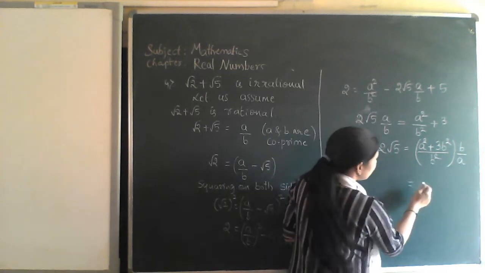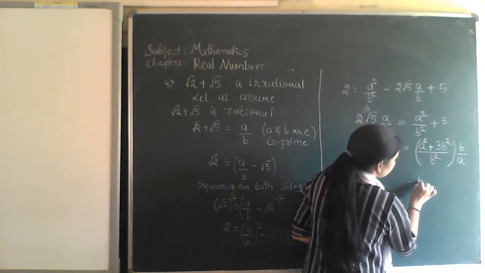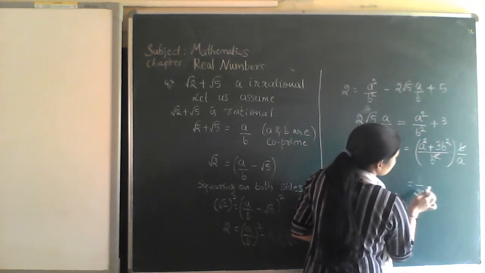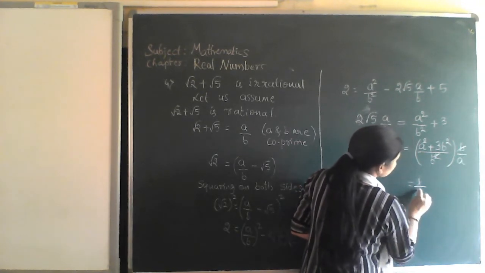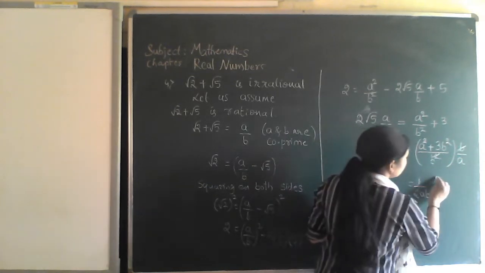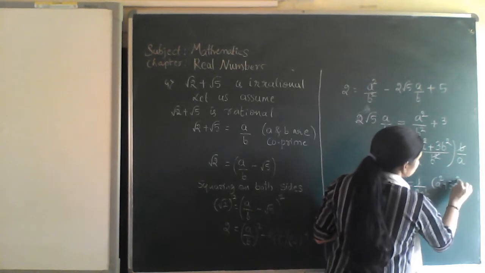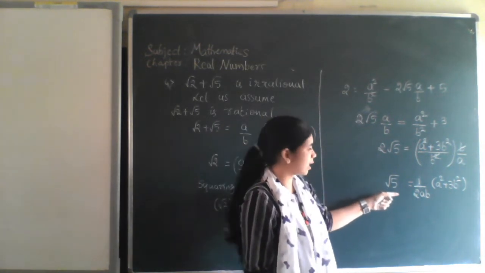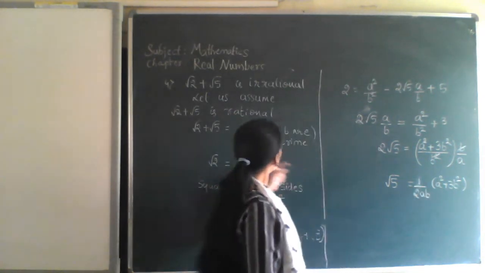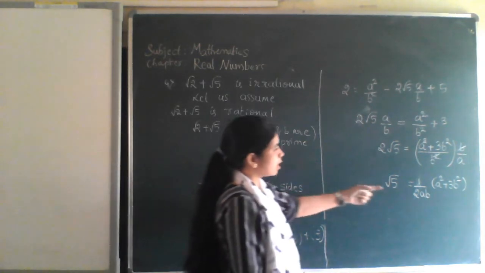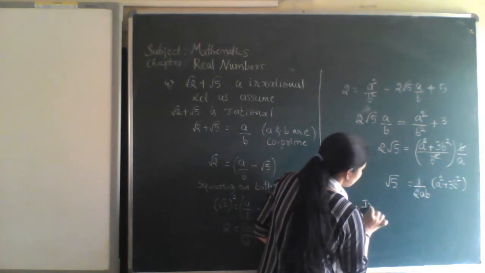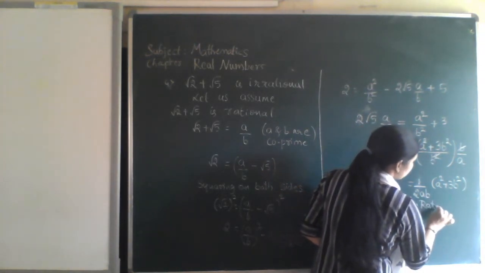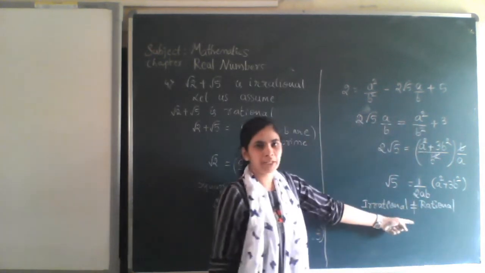If we take this 2 to this side, it becomes 1 by 2, so b by 2a, you can cross b by 2 also. Here you get 1 by 2ab into a square plus 3b square is equal to root 5. We already know that root 5 is an irrational number and this is rational. By using rational co-prime numbers, we will get a rational number. Here root 5 is irrational. An irrational number will not be equal to a rational number.